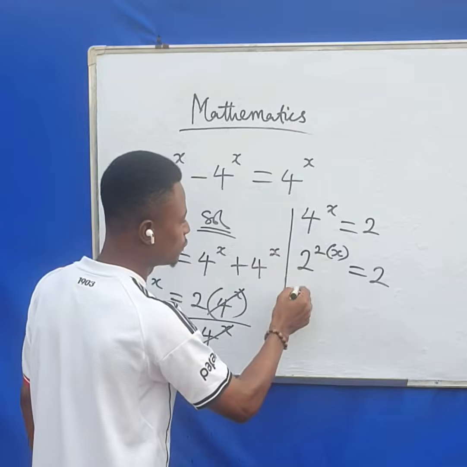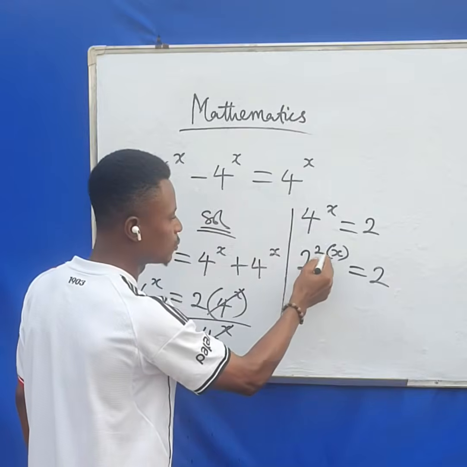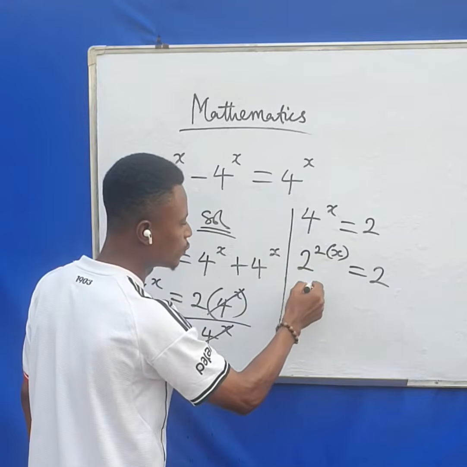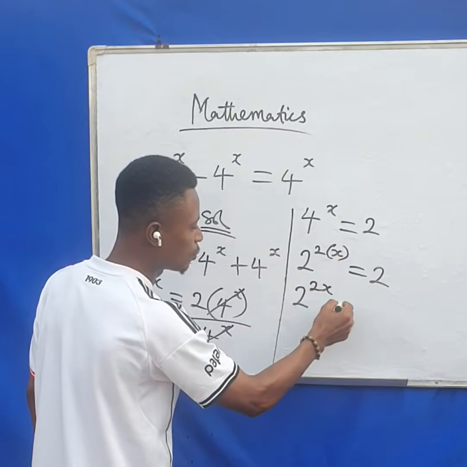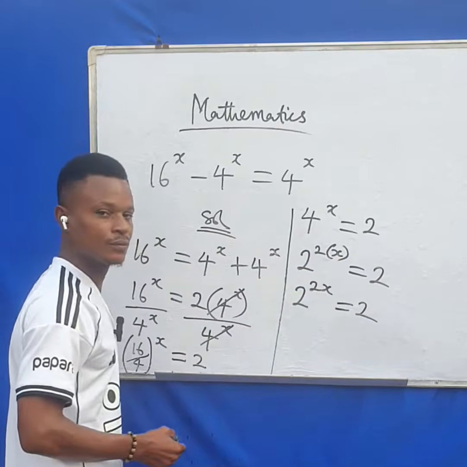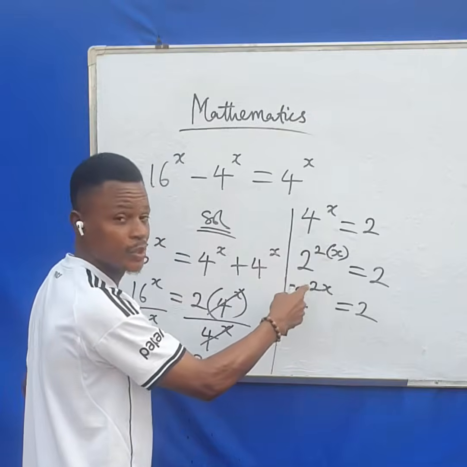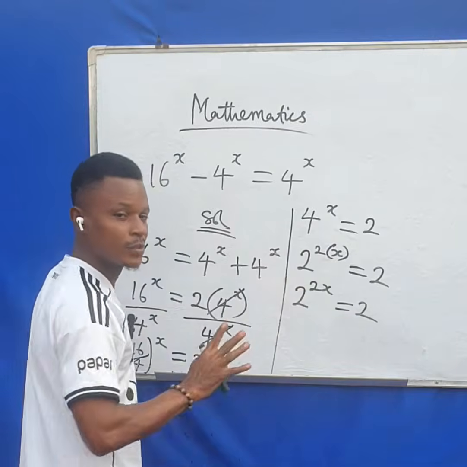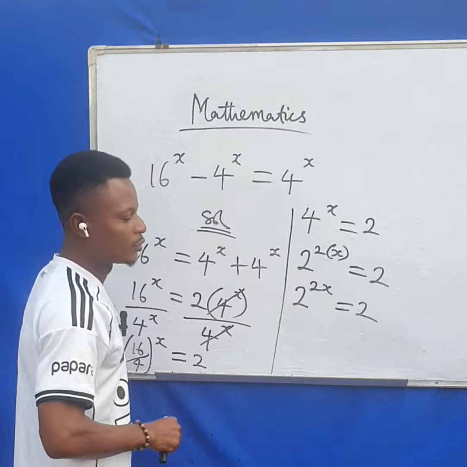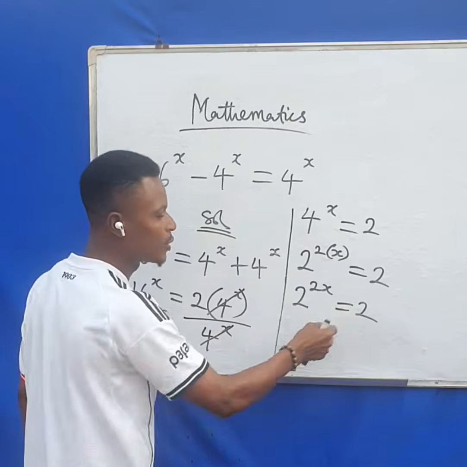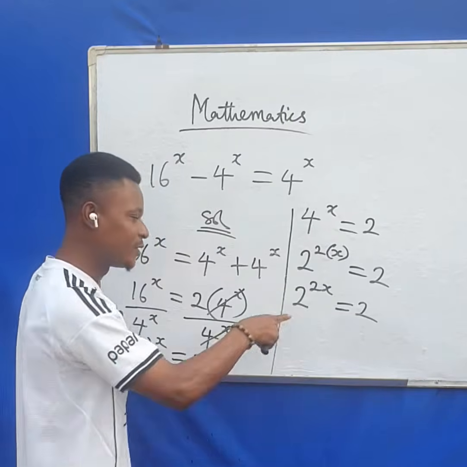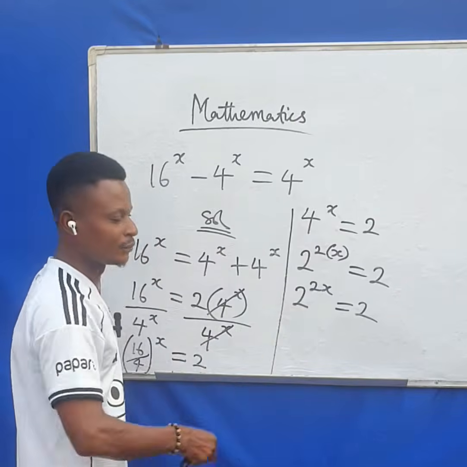Now, we have 2 raised to the power of, let us multiply this, 2 times x will give us 2x, and equal to this 2. If you look at this, you can see that the left-hand side is in exponential form, while the right-hand side is not in exponential form. So what we need to do is to make this right-hand side also be in exponential form and in the same base with this.